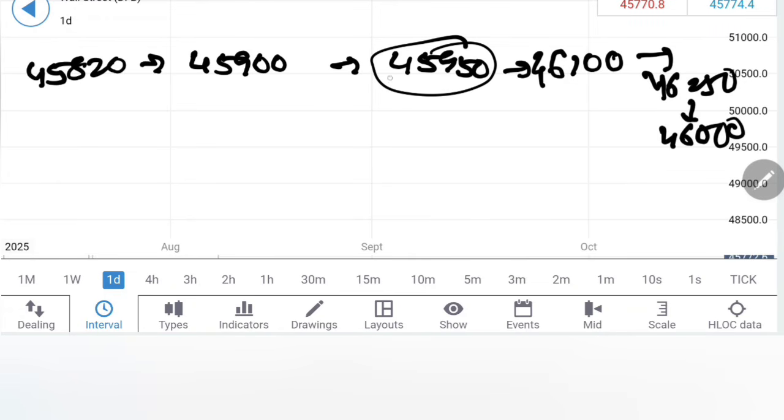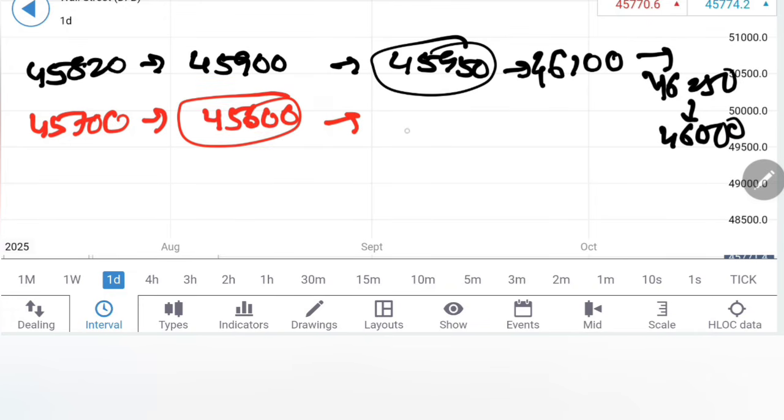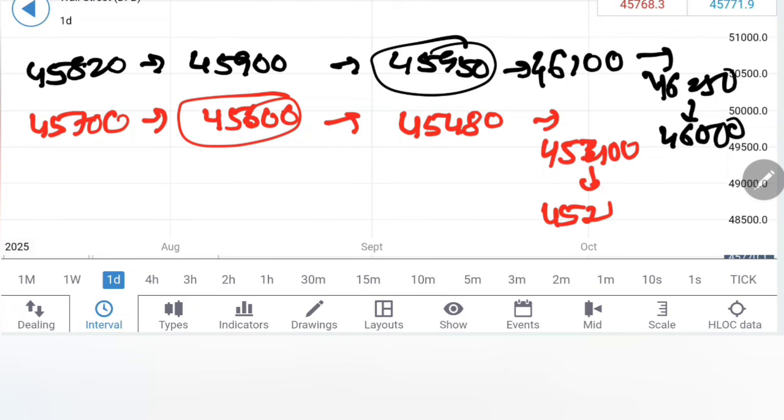On the downside, I will recommend you to sell at 45,700. Expect 45,600 at least. This is the first support zone. And then below this, the possibility of a move towards 45,480, 45,400 will be very, very high. Below 45,400, stay short for 45,200 and 45,000 levels here. Trade accordingly.